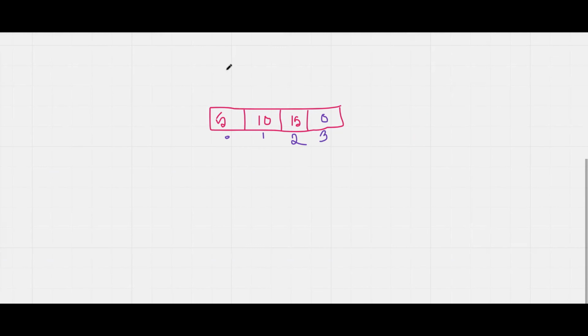Now we are in the position 0, and from position 0, we can jump one step and reach position 1. But we know what is the minimal cost to reach position 3 from position 1, which is 10. So in this case, the cost of reaching from position 0 to position 3 is 5 plus 10, which is 15. And it is also possible that from position 0, we can jump 2 steps directly.